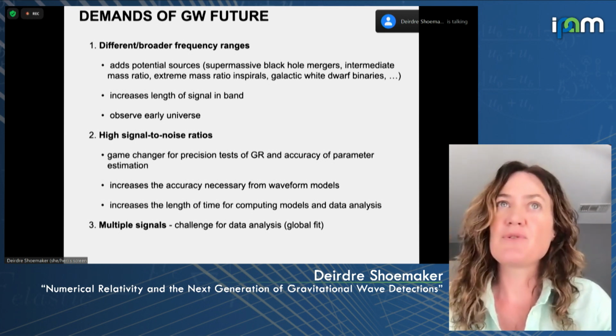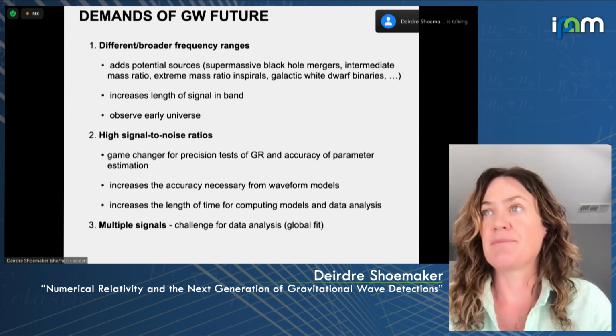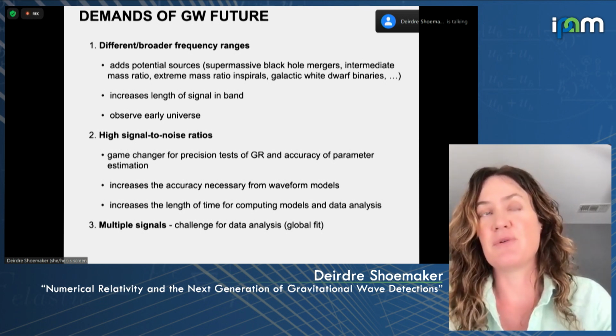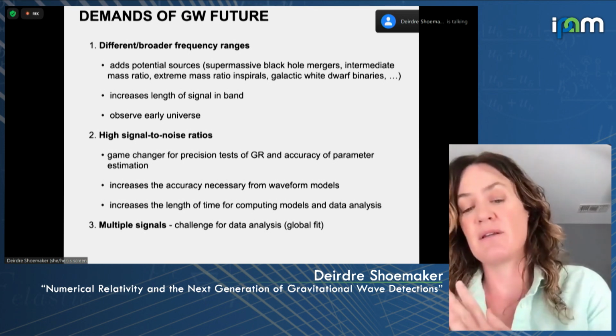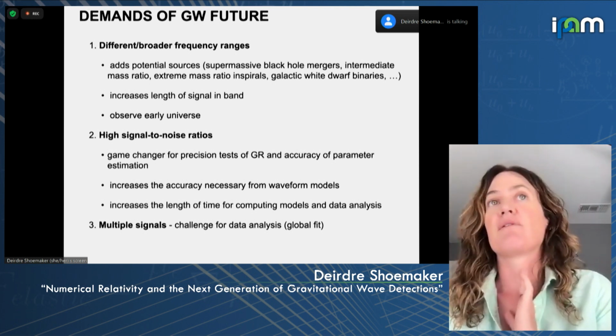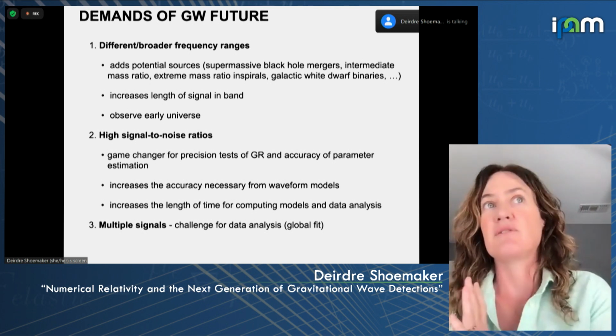What also happens, you get an increased length of signal in band. So you have that potential problem of, do you have enough orbits? Is post-Newtonian, we think of just the binary black holes, is post-Newtonian accurate enough as we get closer to merger? And when can numerical relativity pick up?